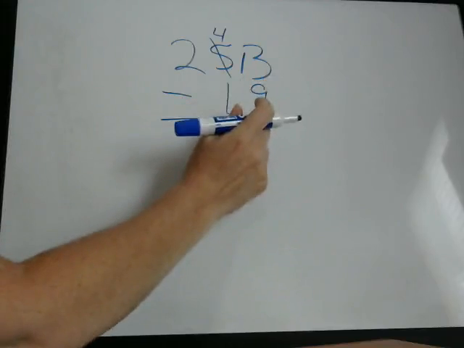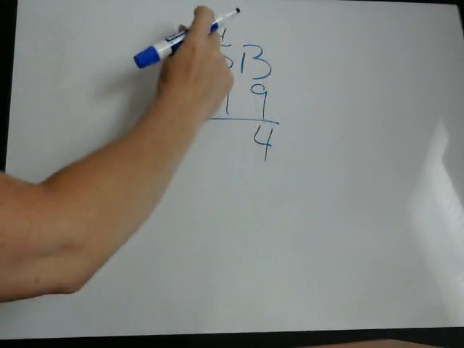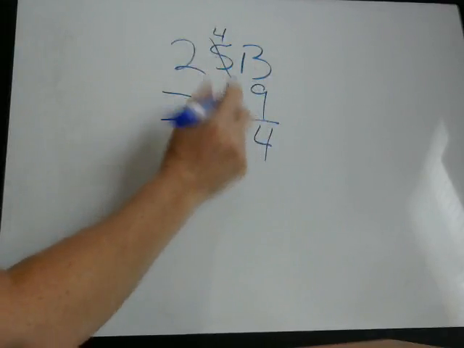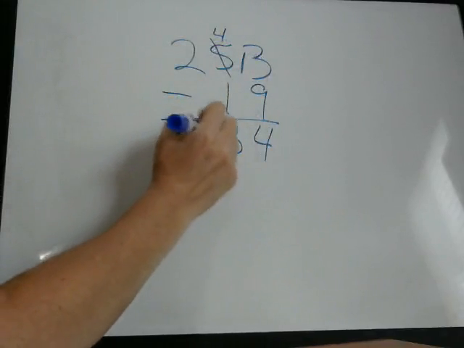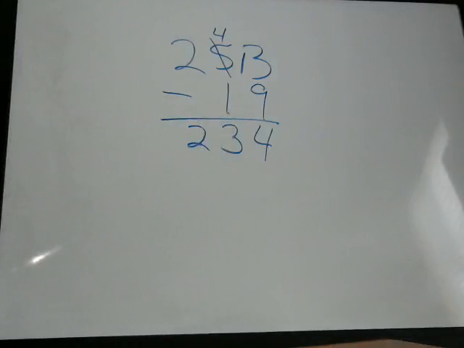So 13 minus 9 is 4. 4 minus 1 is 3, because now we're only left with 4 after we borrowed 1. 2 minus nothing is 2, so it's 234.